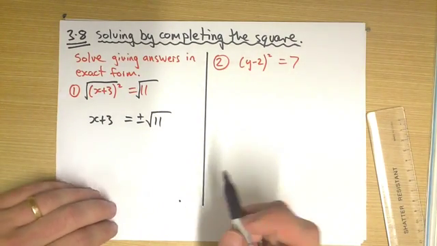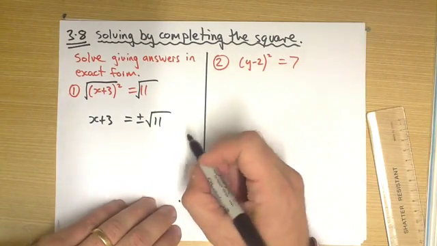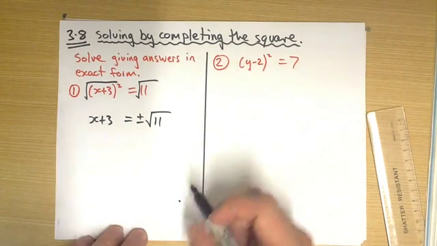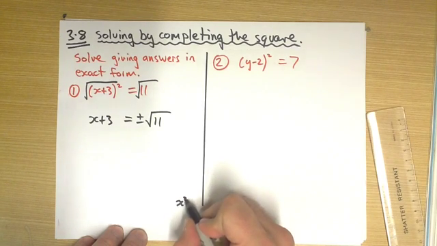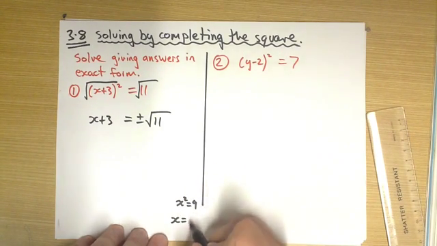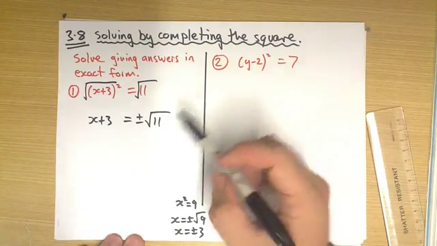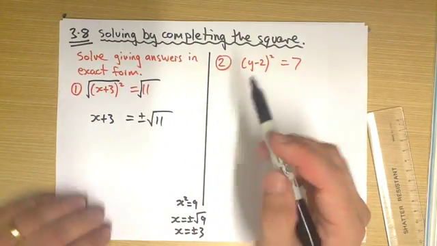You remember earlier we had something like this. We had x squared equals 9, and when we square rooted both sides we got x equals plus or minus root 9 and x equals plus or minus 3. So just reminding, when we're square rooting we get a positive and a negative answer in this case.